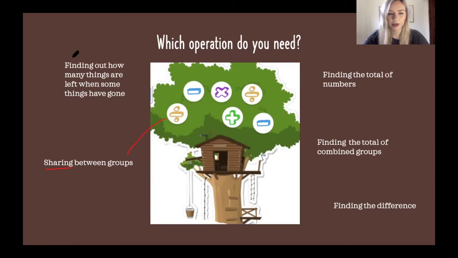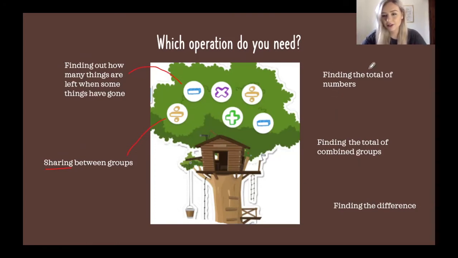Let's do this one at the top here. Finding out how many things are left when some things have gone. You could put this into the context of a shop. You could say, Sophie bought 18 sweets out of 24 that were in the shop. How many were left? So this helps us think of subtraction. We'd need to do subtraction to solve that problem.